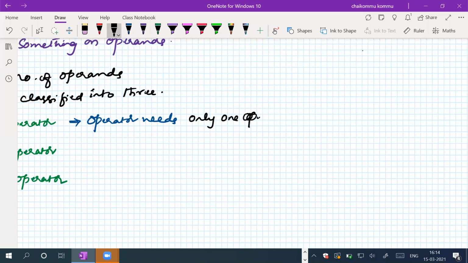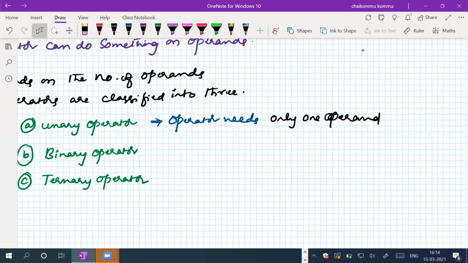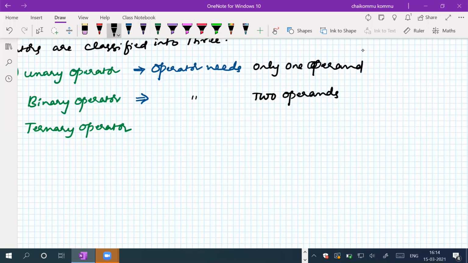Whereas if you consider a binary operator, it needs two operands, whereas a ternary operator needs three operands. Okay, is it clear? So these are the different classifications among the operators.